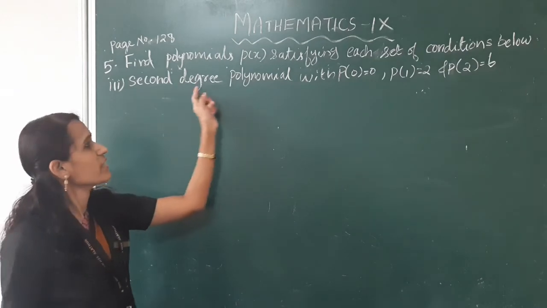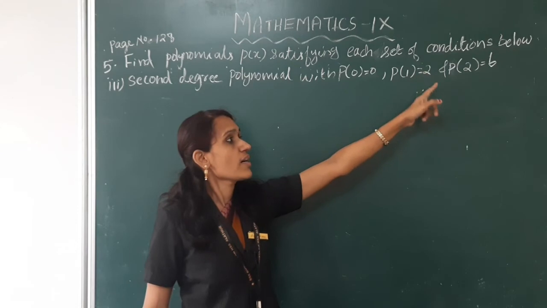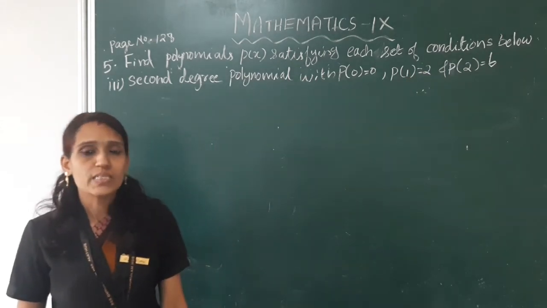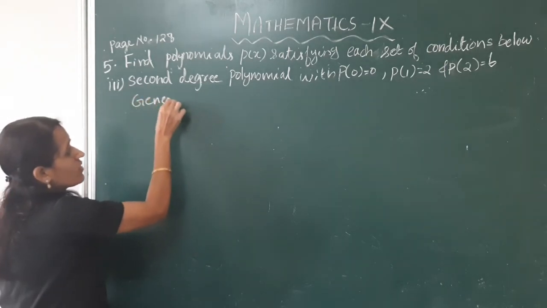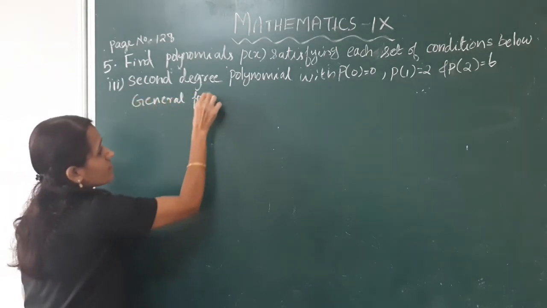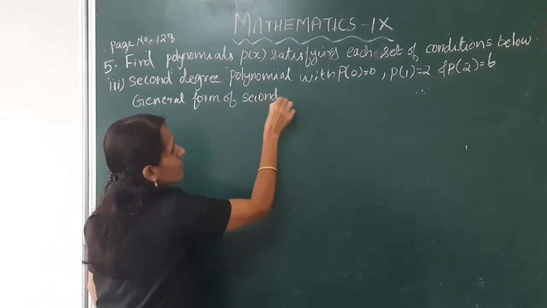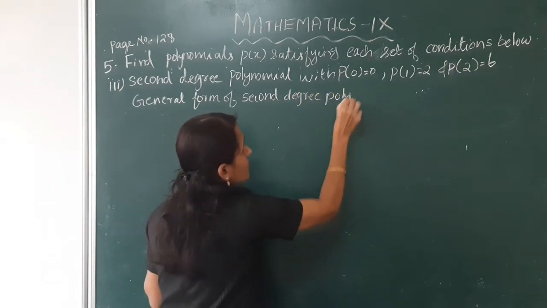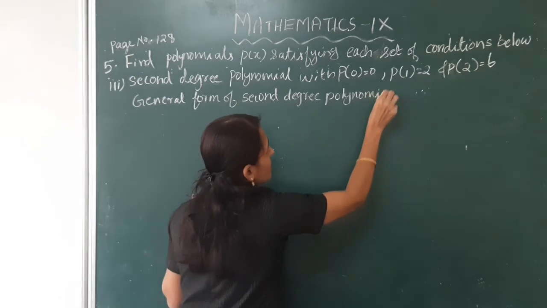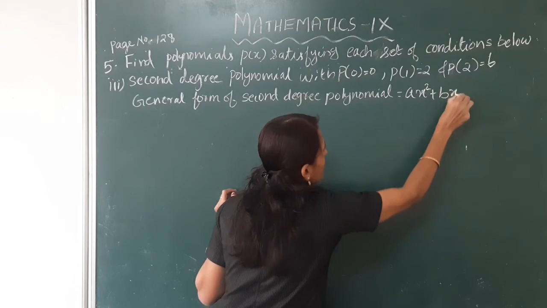Clear, children? Third sub question. Second degree polynomial with p of 0 is equal to 0, p of 1 is equal to 2 and p of 2 is equal to 6. We know that the general form of a second degree polynomial is ax square plus bx plus c.